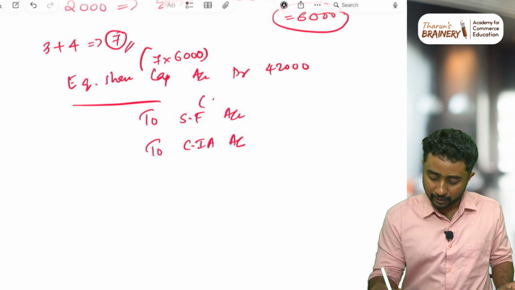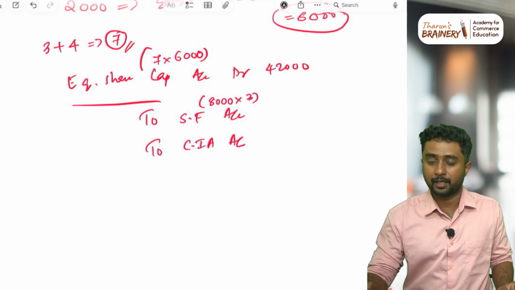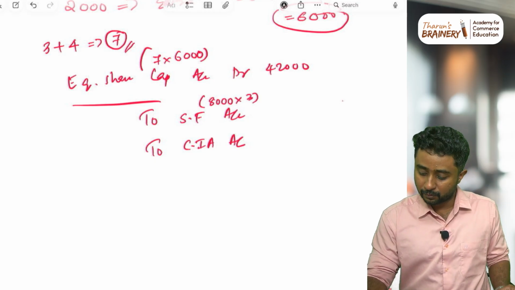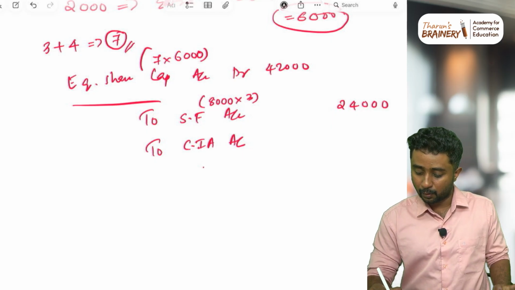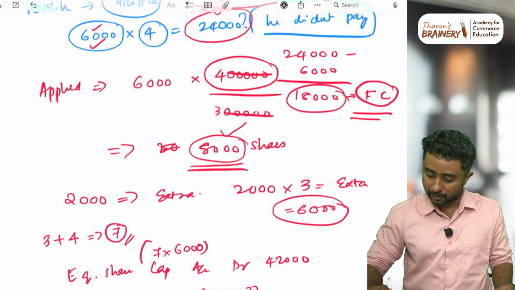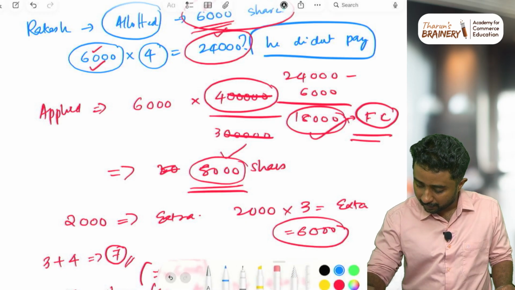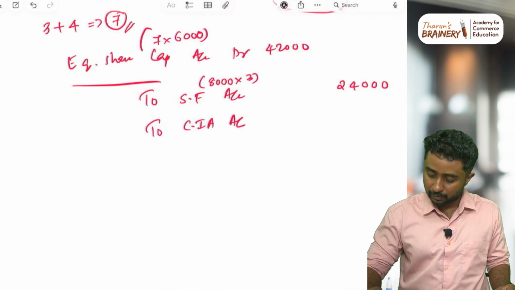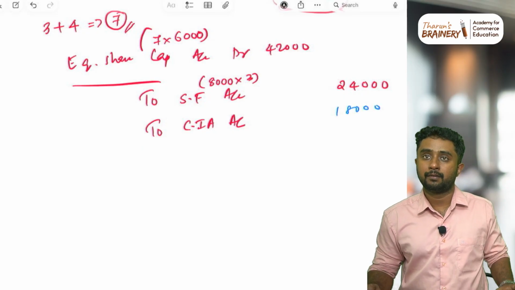Similarly, in share forfeiture account, we have to show only the amount that he has paid already. He has applied for 8,000 shares. So on 8,000 shares, 3 rupees he has paid in total. So 8,000 into 3, he has paid already 24,000. Calls in arrears, how much will come? Already we found the calls in arrears amount, 18,000. So 18,000 will be coming here. So 18,000 plus 24,000 gives us 42,000.